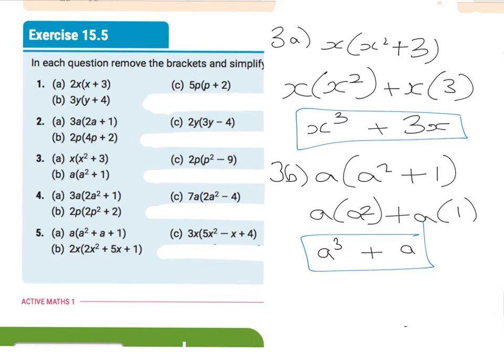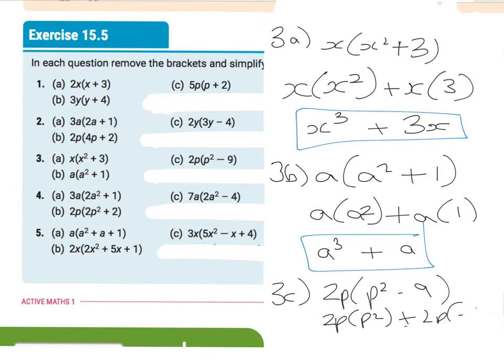3 part C, we've got 2p outside and p squared minus 9 inside. We're going to multiply 2p by p squared, and we're going to multiply 2p by minus 9. Okay, so 2p by p squared is going to be 2p cubed, and 2p by minus 9 is going to give us minus 18p.